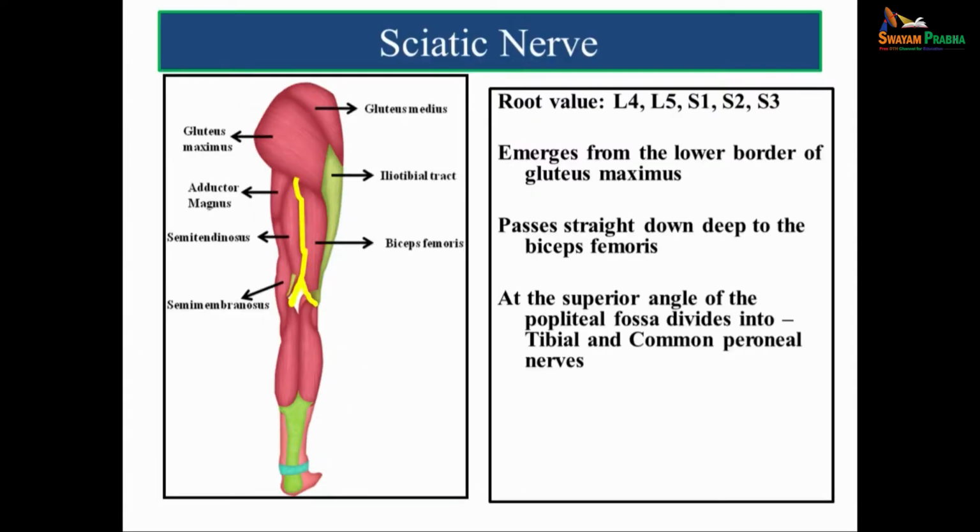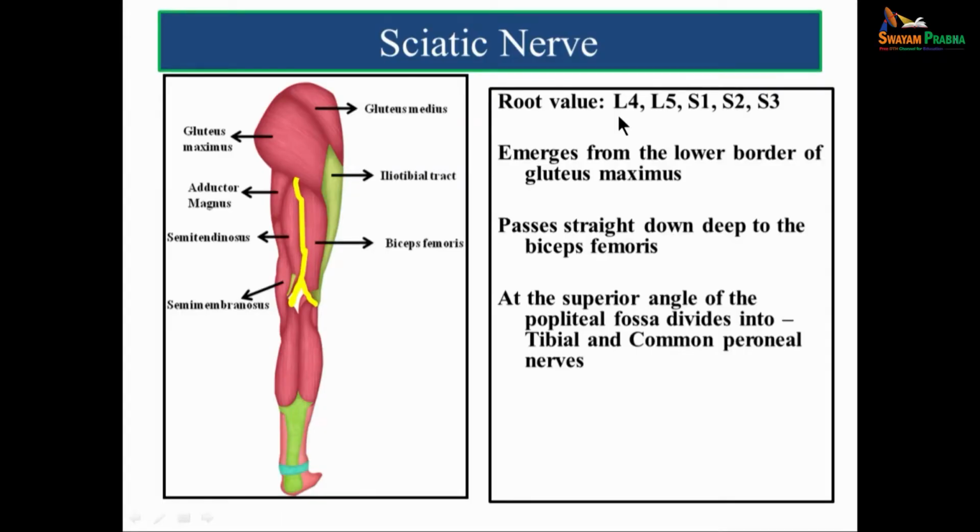Now, I would like to mention very briefly the sciatic nerve, because the sciatic nerve divides into two nerves, the tibial nerve and the common peroneal nerve, and both of them are contents of the popliteal fossa. So, a brief mention about the sciatic nerve.